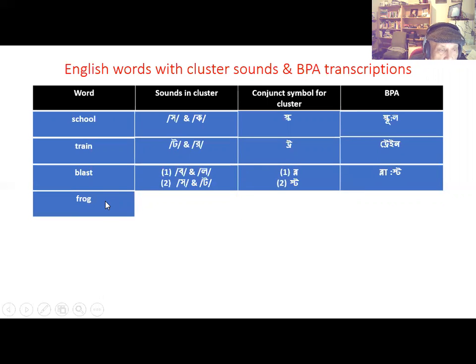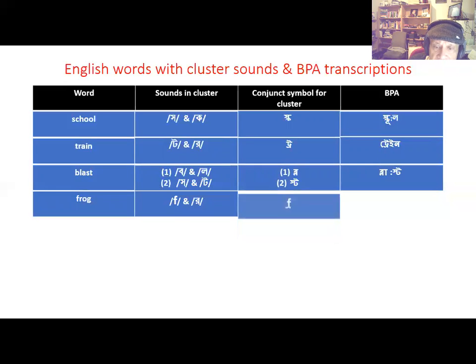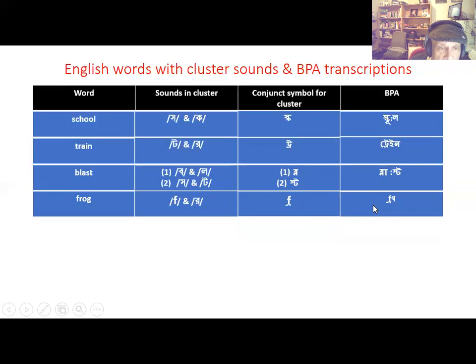Here we have the English word frog. Now frog has a sound, fr. Fr is the cluster sound, where the cluster sound has an individual sound f, which is not present in the Bengali language. So we use this F symbol, which represents the first sound. So the conjunct symbol for this cluster fr is this, f and r, fr. And the final BPA transcription of the pronunciation of this word is frog.